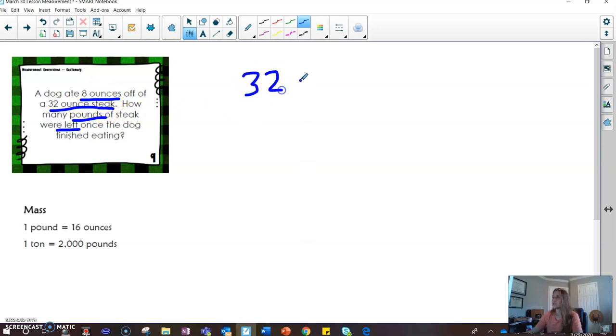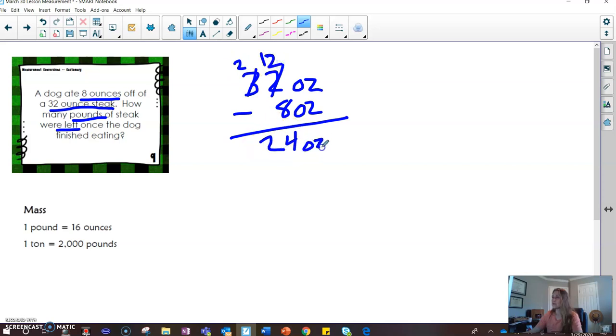We know that's 32 ounces minus 8 ounces. And we can do this problem because our labels are the same. 32 minus 8. Well, let's regroup. That 3 becomes a 2, and this 2 becomes a 12. 12 minus 8 is 4. So we have 24 ounces left. But it doesn't want us to say it in ounces. It wants us to say it in pounds.